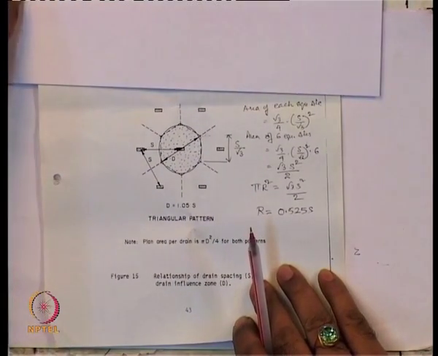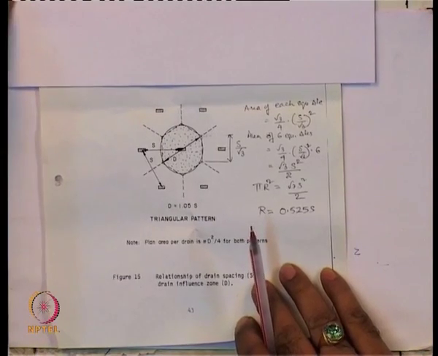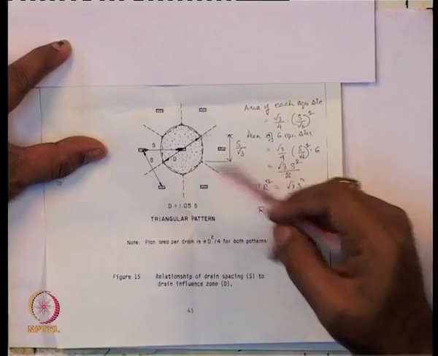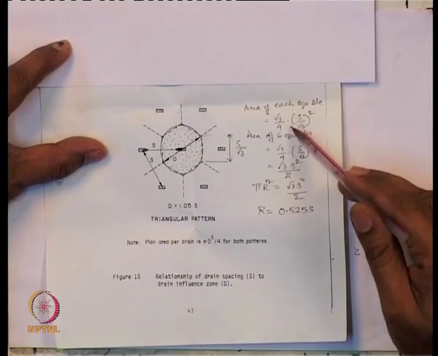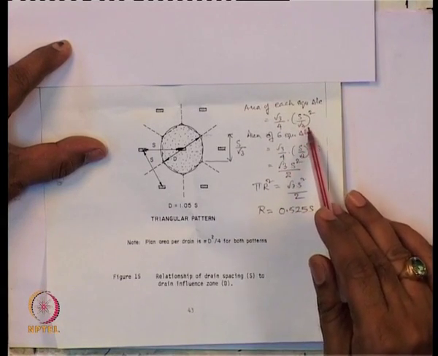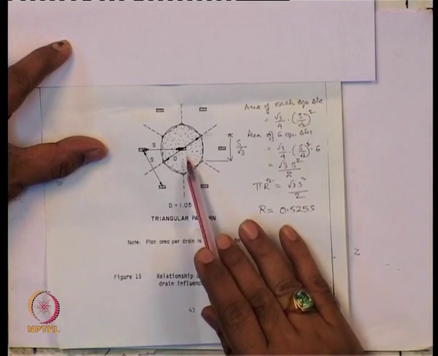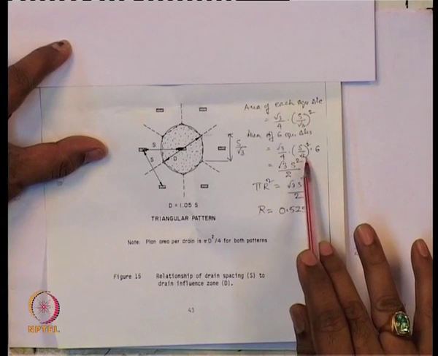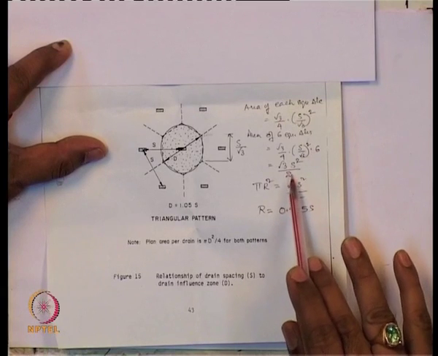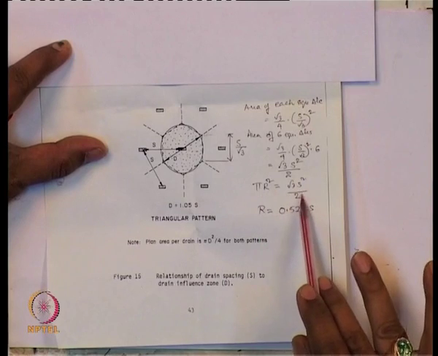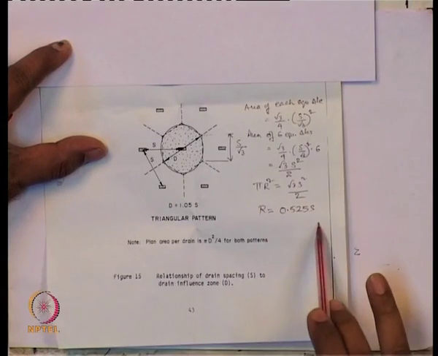And in case we have the triangular pattern, with this hexagon, you can see that we are considering 6 equilateral triangles. The area of each equilateral triangle is root 3 by 4 into S by root 3 whole square, and the area of the 6 equilateral triangles works out to be 6 into root 3 by 4 into S by root 3 whole square, which comes out to be root 3 S square by 2, which is equivalent to pi r square. So pi r square is equal to root 3 S square by 2, where r is equal to 0.525 S.